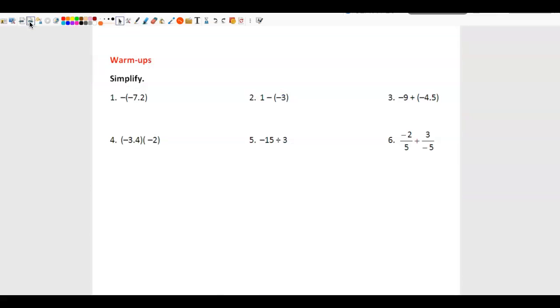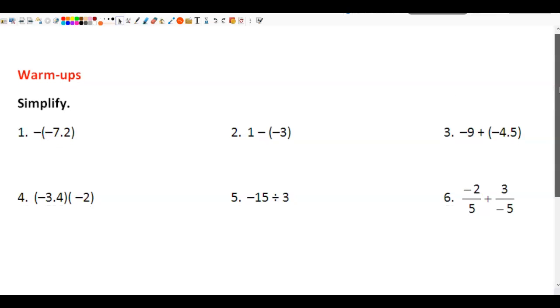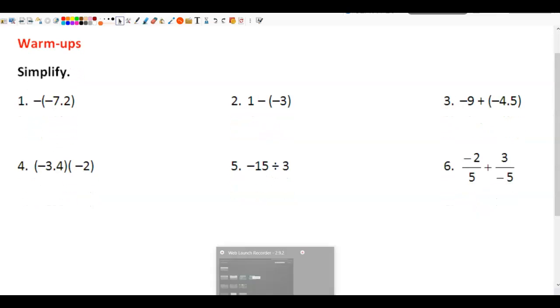All right, so in that very first example, technically what we are seeing is an example of a negative times a negative. So if you have a negative times a negative, then that's an opposite of an opposite. And we are going to turn that to a positive 7.2. So a negative times a negative is a positive, and 1 times anything is itself.